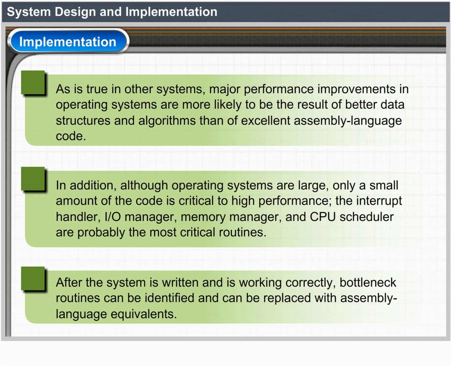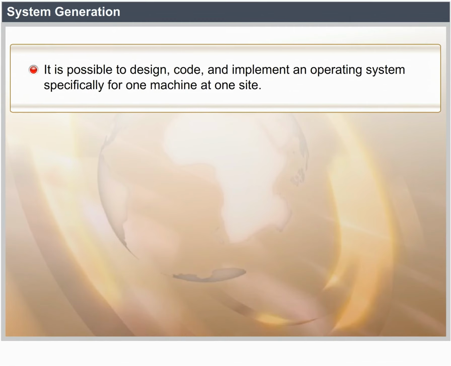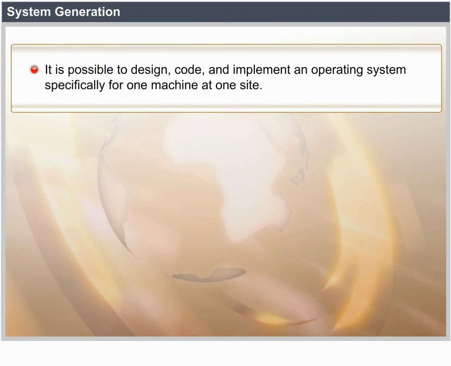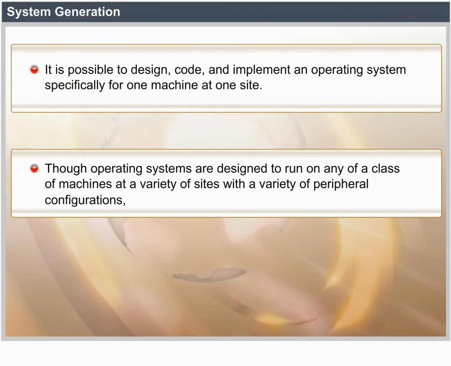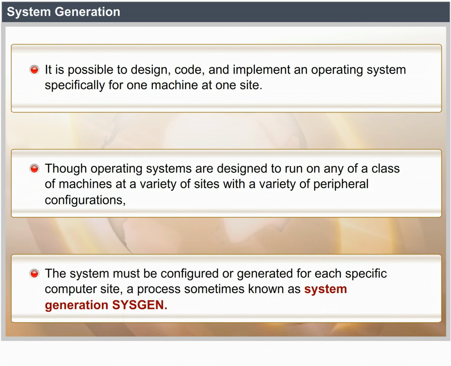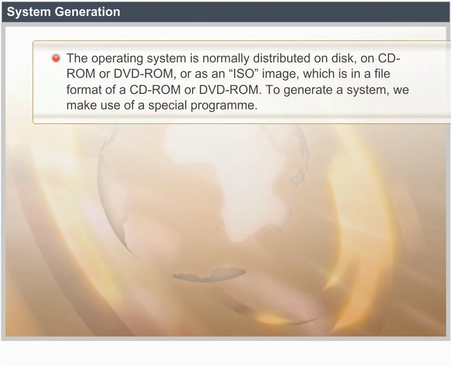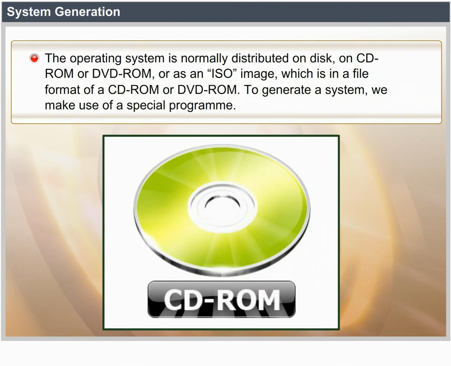System generation. It is possible to design, code, and implement an operating system specifically for one machine at one site. More commonly, however, operating systems are designed to run on any of a class of machines at a variety of sites with a variety of peripheral configurations. The system must then be configured or generated for each specific computer site, a process sometimes known as system generation, sysgen. The operating system is normally distributed on disk, on CD-ROM or DVD-ROM, or as an ISO image, which is a file in the format of a CD-ROM or DVD-ROM.